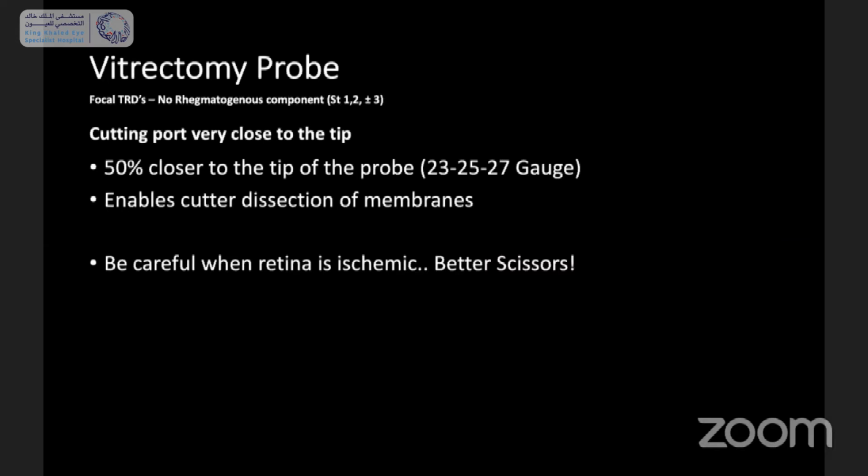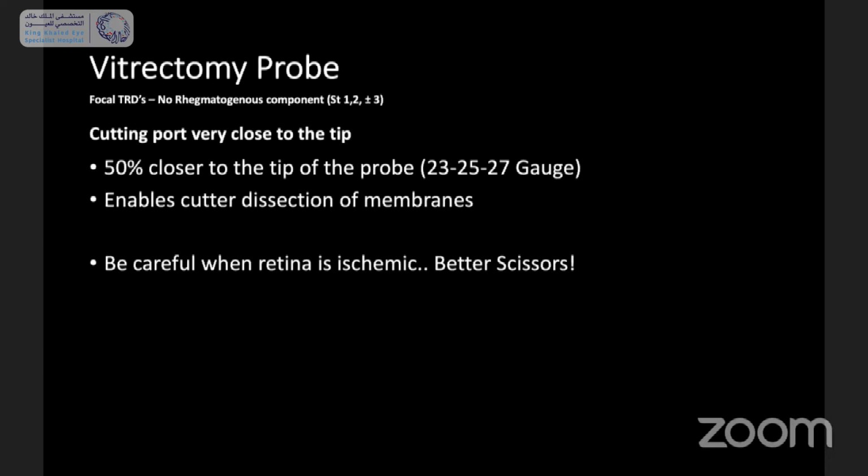With the help of a chandelier, this is what we usually do when we have focal TRDs, as I told you, with non-rhegmatogenous components, stage 1 and 2, sometimes stage 3. We try to do this with the vitrectomy probe because the cutting port, as all the speakers showed, is very close to the tip. We can really go with these small cutters, sometimes 25 or 27 gauge, behind the fibrovascular tissue and really cut away the fibrosis.